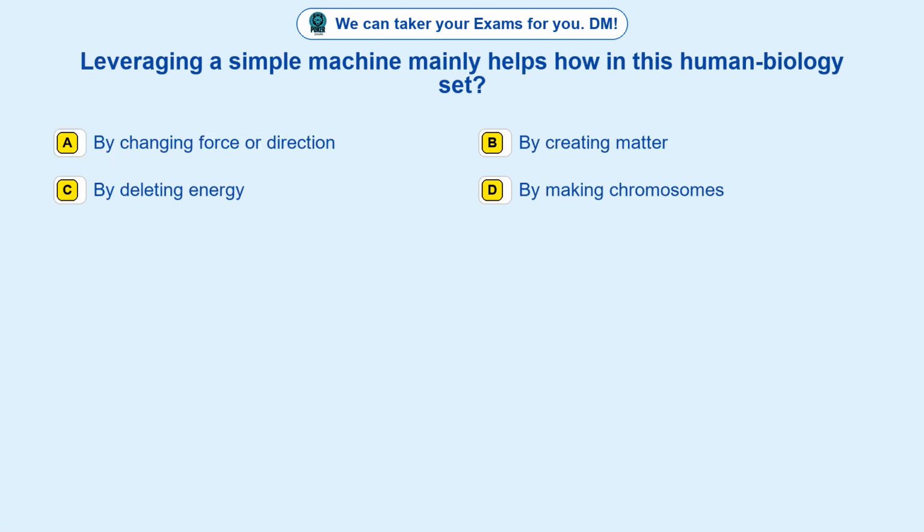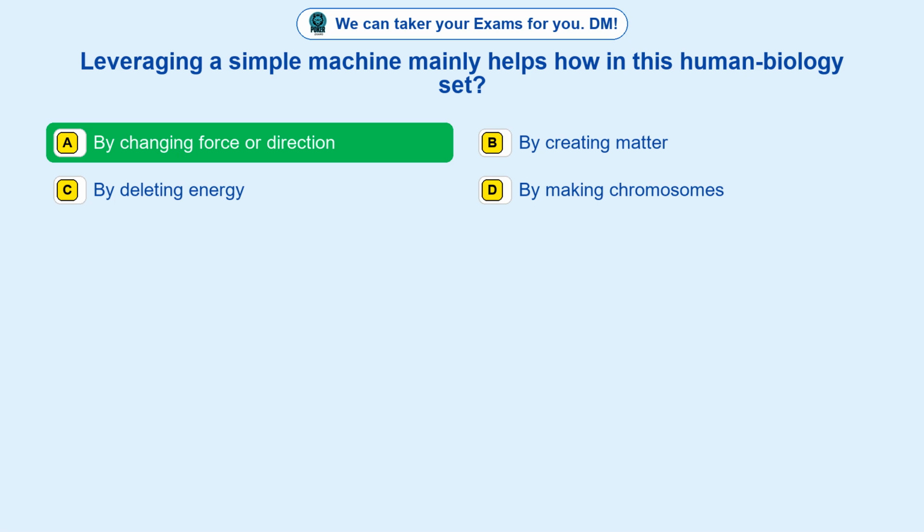Question 63. Leveraging a simple machine mainly helps how in this human biology set? Option A. By changing force or direction. Option B. By creating matter. Option C. By deleting energy. Option D. By making chromosomes. The correct answer is option A.